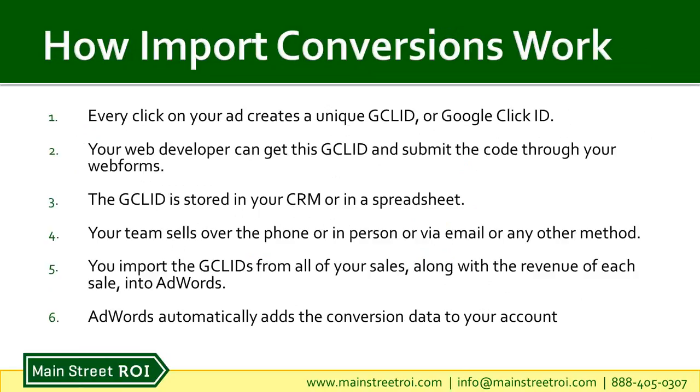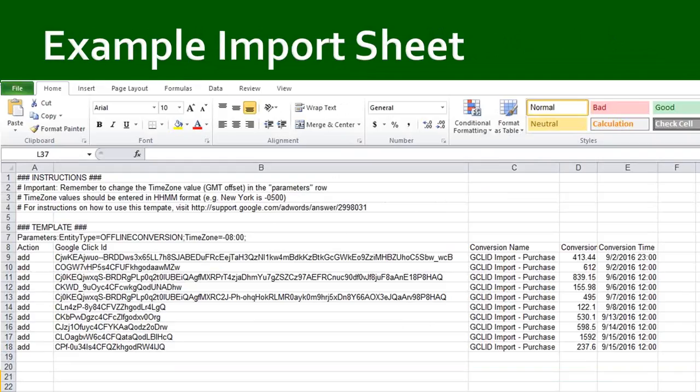And the beauty of this is Google automatically attributes that conversion data to the correct keywords and ads and placements from where that traffic came from. And that's because, again, every click on the ad has a unique ID. So that makes it possible for Google to match all of the GCLIDs that you have back to that original click.